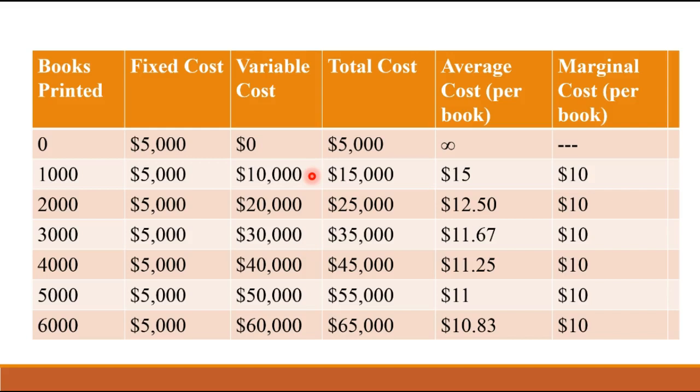Now, I've constructed this example so that if we want to produce another 1,000 copies, that adds another $10,000 to our cost. Well, you can easily see that that means that the marginal cost of each book remains constant at $10. If we add the fixed and variable costs together, we get our total cost. And you can see how that is increasing the more we produce. But the only reason it's increasing is because variable costs are going up.